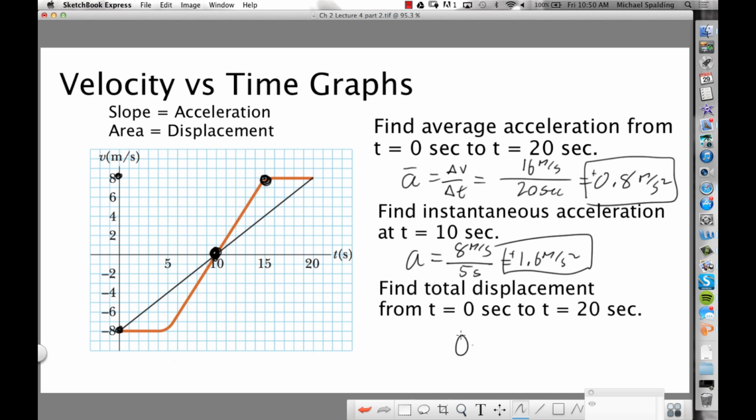And then the last question is 0 meters. The reason it's 0 is because the negative displacement and the positive displacement are the same, which means there's no overall displacement.